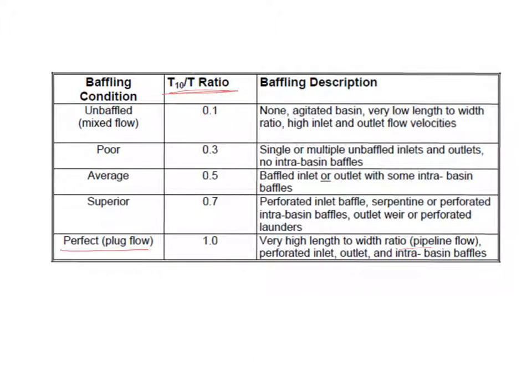So whatever factor we get here, we're going to multiply that by our actual CT. And you can see here this top one, this 0.1, is for an agitated basin with no baffling, which we don't have. We're not stirring our tank. But we do have single or multiple unbaffled inlets and outlets and no baffling.